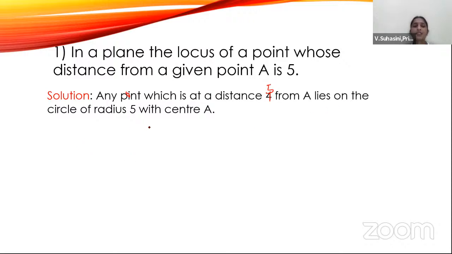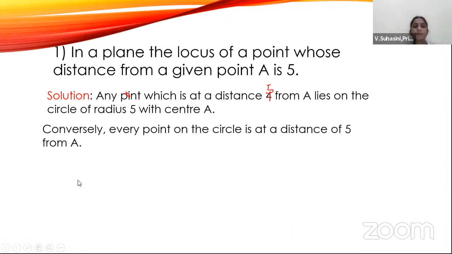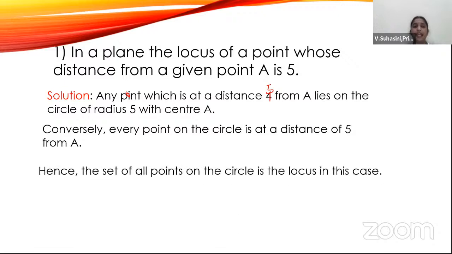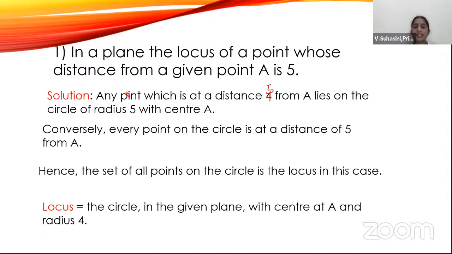Any point which is at a distance 5 from A lies on the circle of radius 5 with center A, that we have seen so far. Conversely, every point on the circle is at a distance of 5 from A. Hence, the set of all points on the circle is the locus in this case. So what is the locus in this case? What is your final answer? It is a circle. What is the geometric figure? Circle. Which circle? The circle with center A and radius 5.